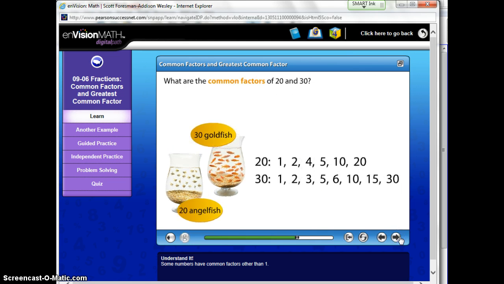So the common factors of 20 and 30. Now they listed them out for you, but I want to show you a way that is, in my mind, a surefire way to make sure you list all of them. So I'm going to start with the number 20. Okay? I'm going to box it. All numbers can be multiplied by 1 times itself, right? That's a factor pair. 1 times 20 gives you 20.